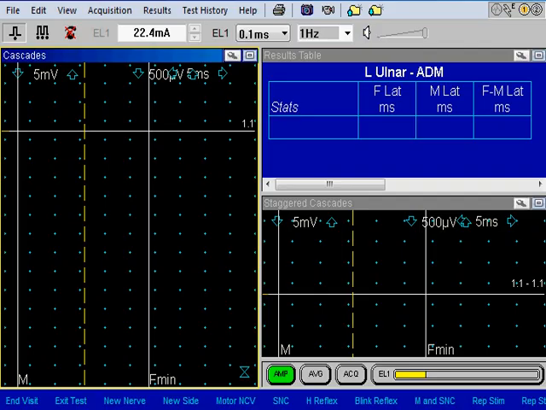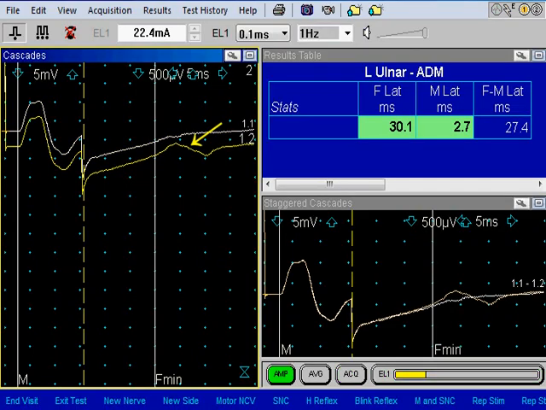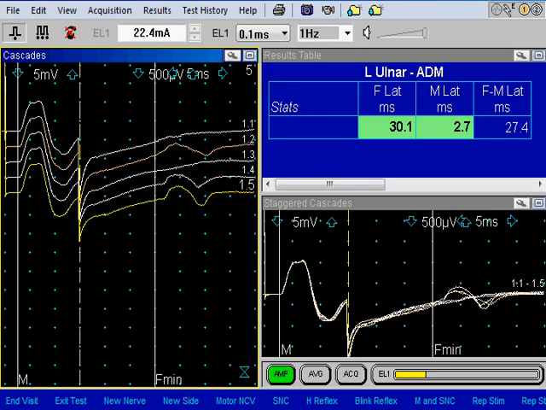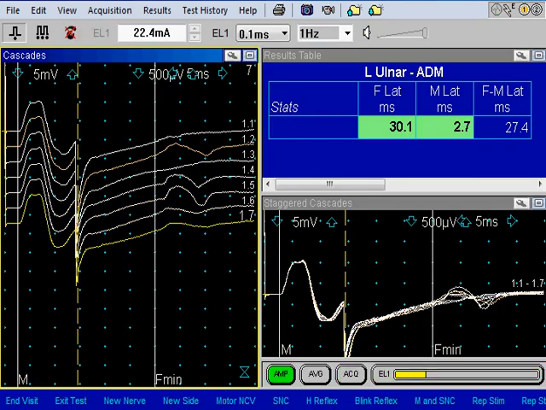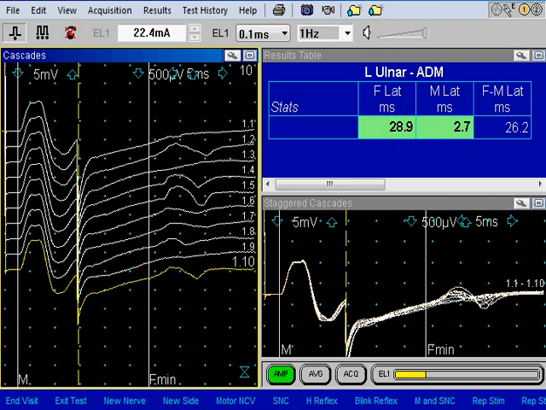We will now stimulate at supramaximal intensity to record F waves. Note the F waves. The system automatically recognizes the F wave with the shortest latency. The vertical cursor F min is placed to coincide with the onset of that F wave.